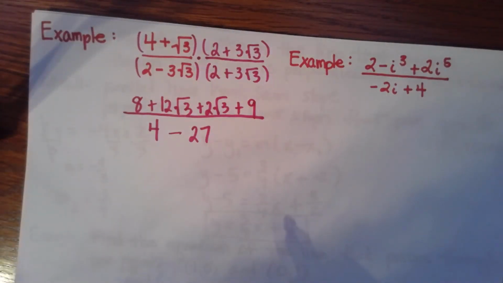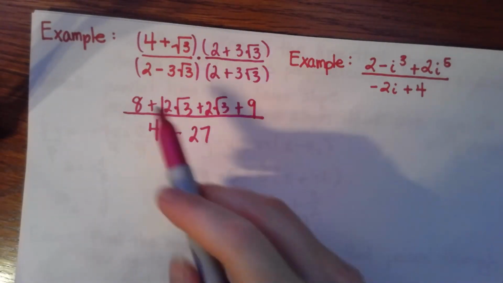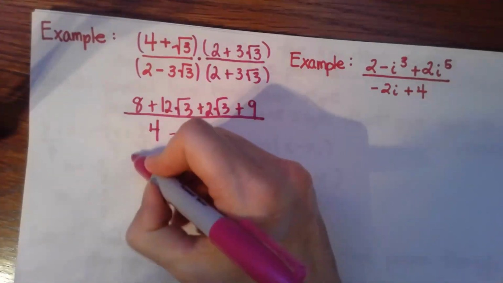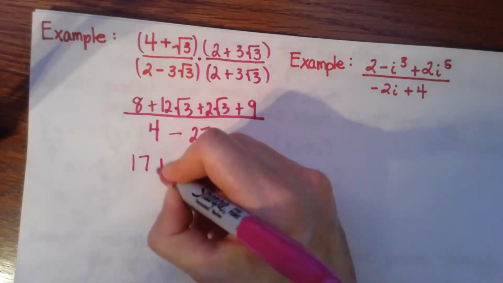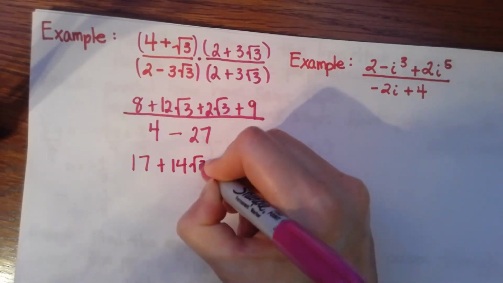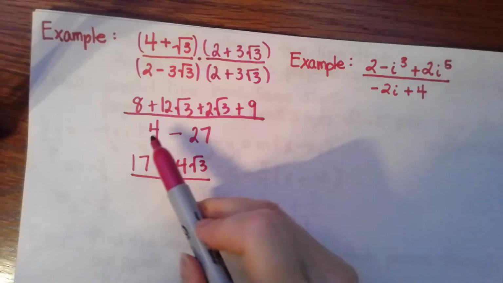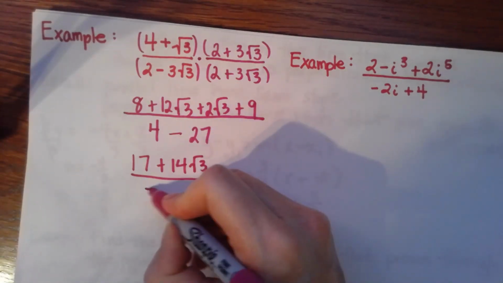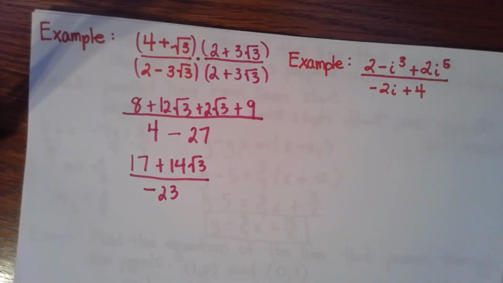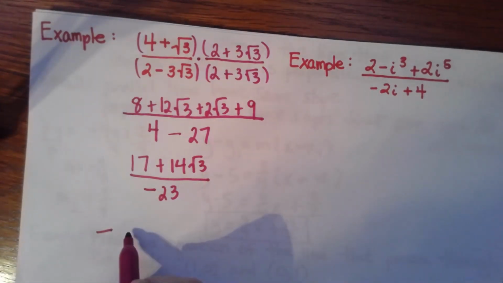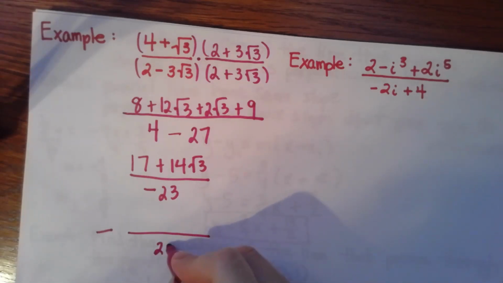Okay. And so then we can simplify that. 8 plus 9 is 17. And then 12 square root of 3 plus 2 more square root of 3 is 14 square root of 3. And then 4 minus 27 is negative 23. Now, in general, we don't like to leave negatives in denominators. It's a good way to get them lost. So as mathematicians, you can write a negative out in front of a fraction.